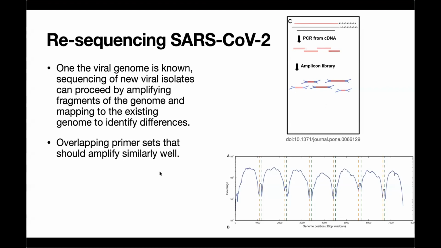And here's an example of why you need to have overlapping primers, because if you don't have overlapping primers, there are parts of the genome that are not going to be sequenced. Like here you have this sequencing coverage, and the two dotted lines are where your primers are. And if you don't have overlapping primers, you won't be able to sequence, say, these areas where there's a dip in coverage.